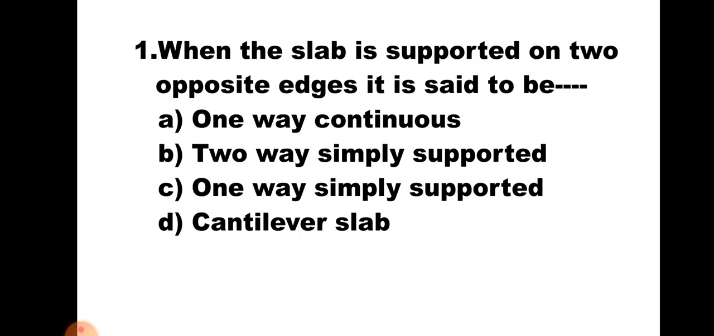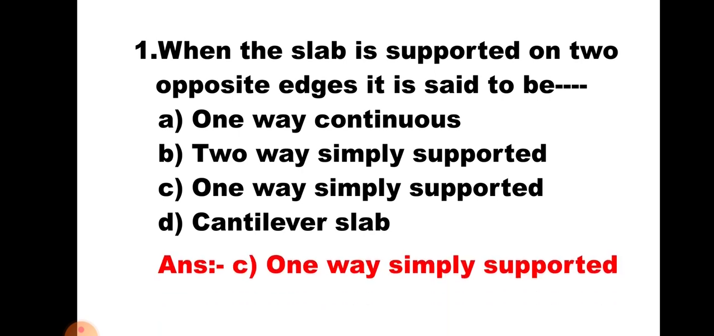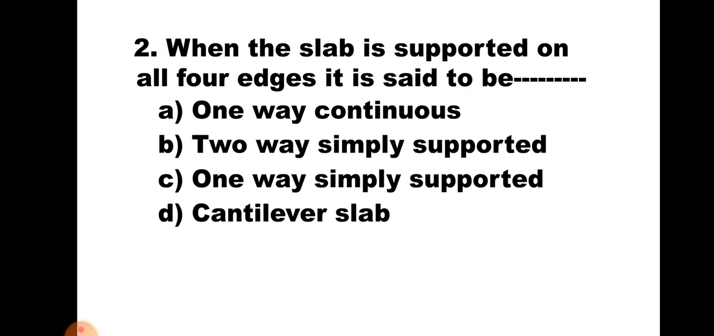Question number 1. When the slab is supported on two opposite edges, it is said to be: A. One-way continuous, B. Two-way simply supported, C. One-way simply supported, and D. Cantilever slab. Now you know that when the slab is supported on two opposite edges, it is known as one-way simply supported slab. So the correct answer is C, one-way simply supported slab.